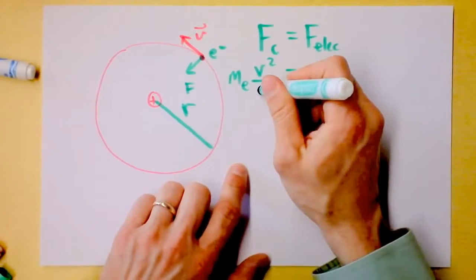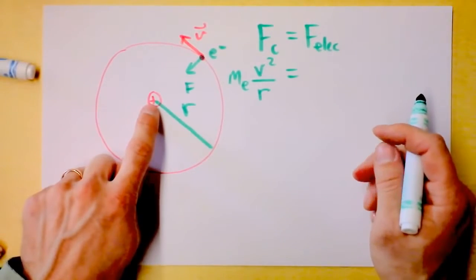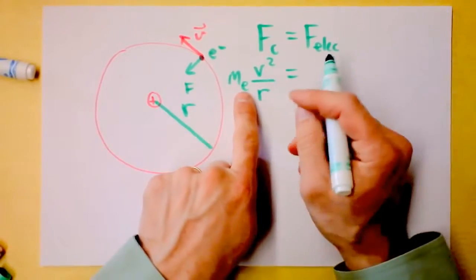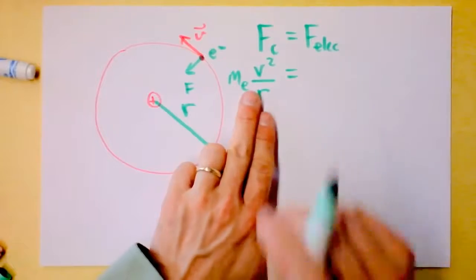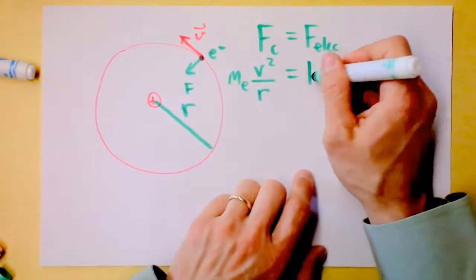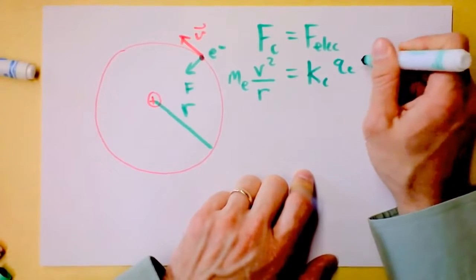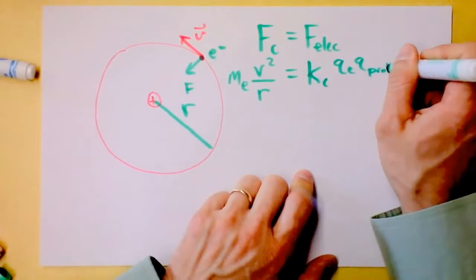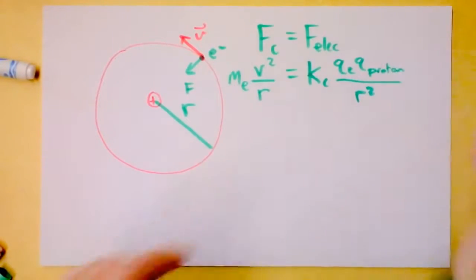And then I have to divide it by the orbital radius of the electron going around this proton right here. And it's definitely the mass of the electron that is in the centripetal force, right? Not the mass of the proton. So I hope you're clear on that. And then I'm going to say that's equal to the electric force, which is Coulomb's constant times the charge of the electron times the charge of the proton divided by the radius of the orbit squared.